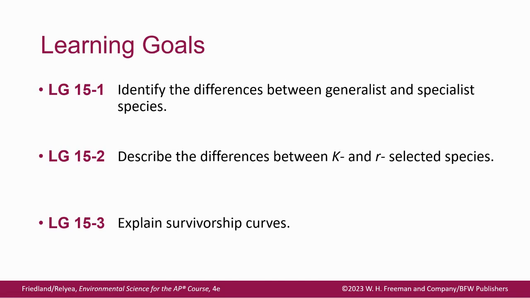So, in this module, we will describe how populations change over time in reaction to a variety of ecosystem factors, including the impacts of and differences between generalist and specialist species and how each excels in specific types of habitats. We'll also identify the differences between K selected species, which tend to be longer lived and provide intensive parental care, and R selected species, which tend to have shorter lifespans and provide little to no parental care. And then finally, we'll explain what survivorship curves are and what that means for different organisms.